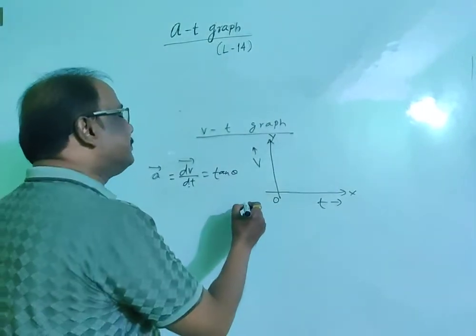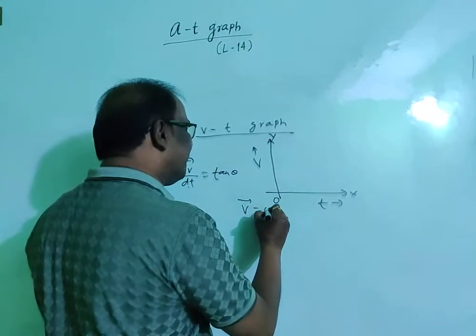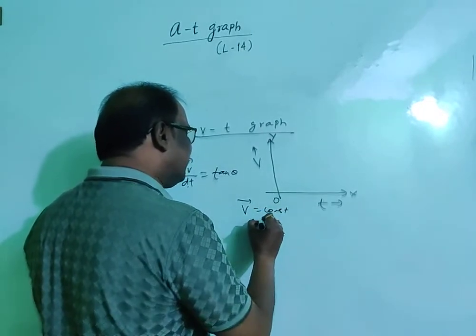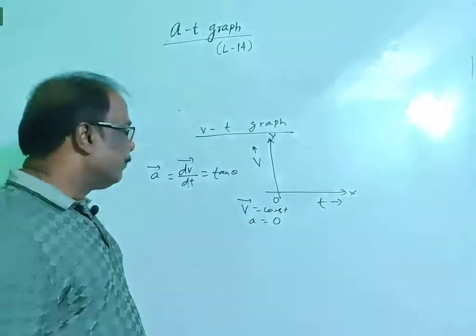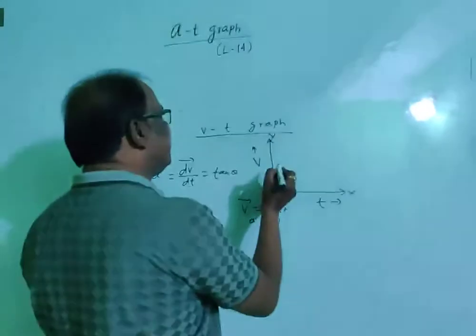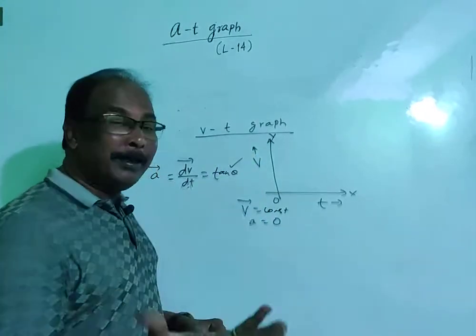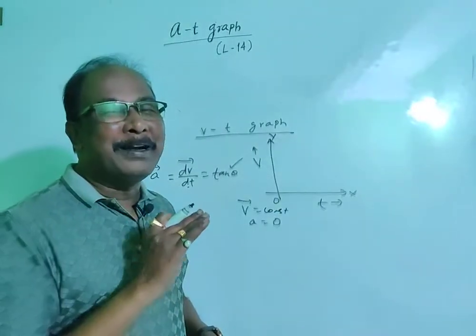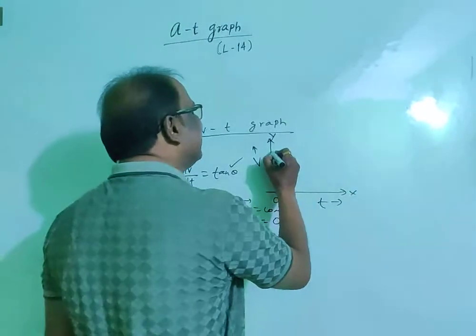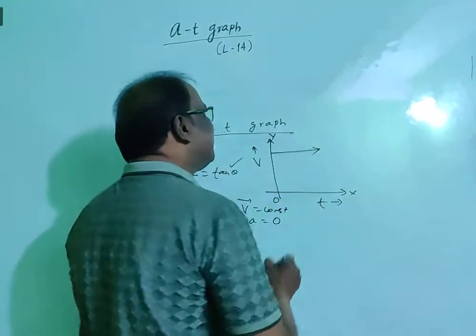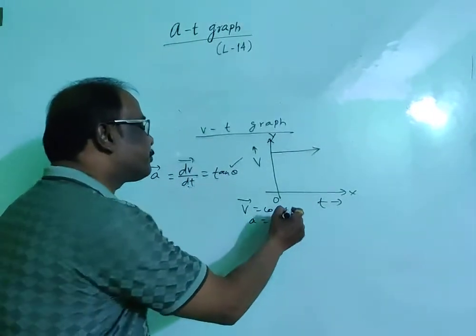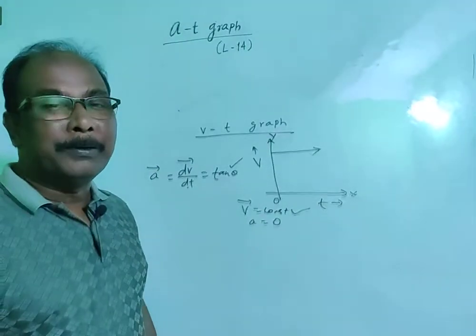Suppose a body is moving with uniform velocity, so velocity is constant. If velocity is constant, then acceleration is 0. If acceleration is 0, tan theta is 0, then theta is 0 degrees. What is theta? Theta is the angle made by the graph with the time axis, and in this case the graph is a straight line parallel to the time axis when a body moves with uniform velocity.